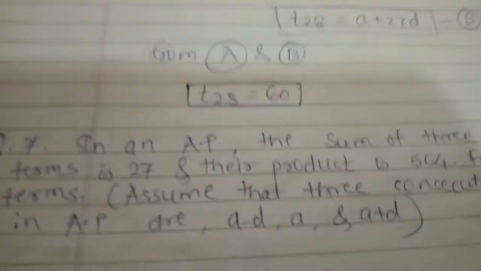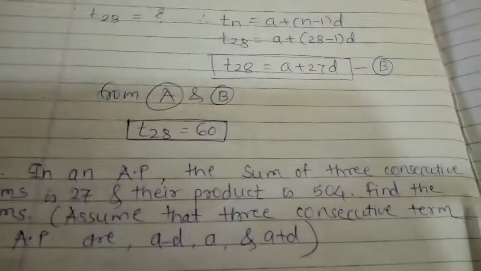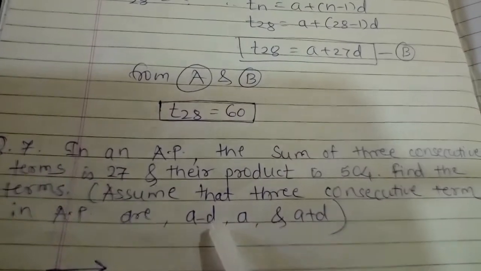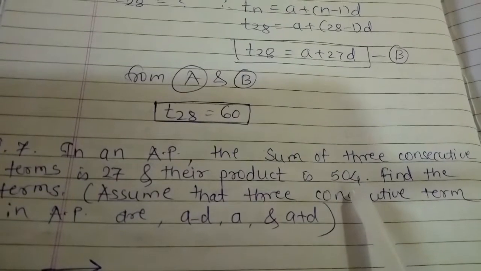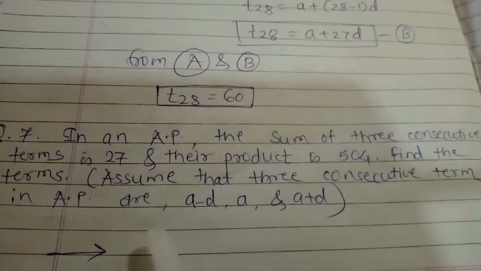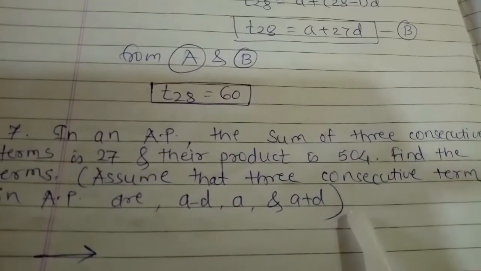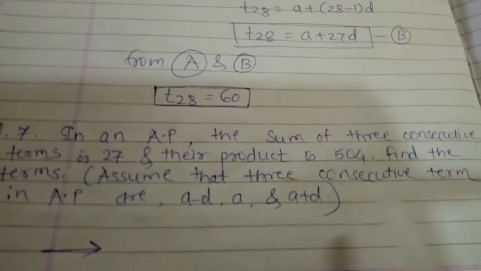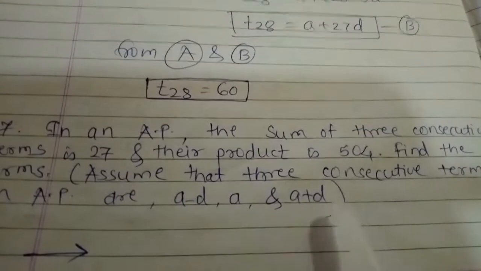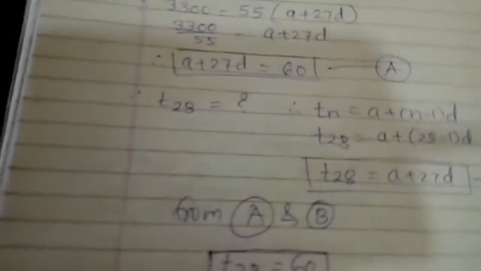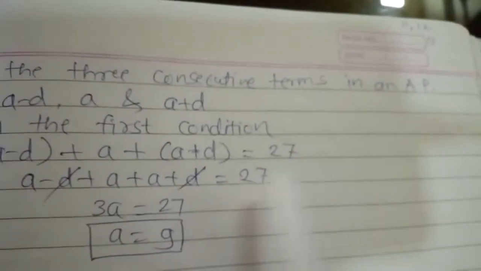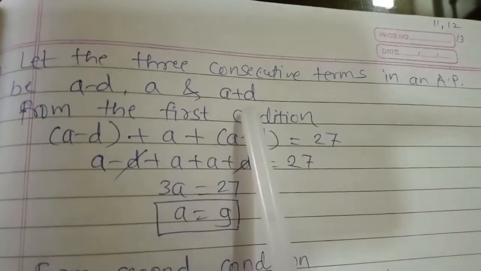Now the question number 7. In an AP, the sum of 3 consecutive terms is 27 and their product is 504. Find the terms. We have to assume that the 3 consecutive terms in AP are a minus d, a and a plus d. They are already given to us, that is, we have to assume these consecutive terms as a minus d, a and a plus d. So let the 3 consecutive terms in AP be a minus d, a and a plus d.